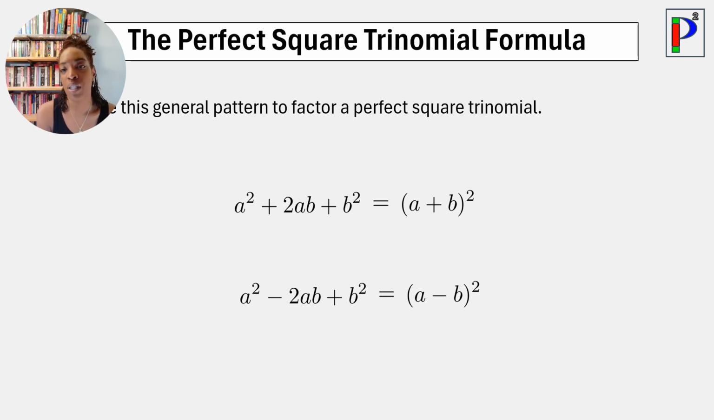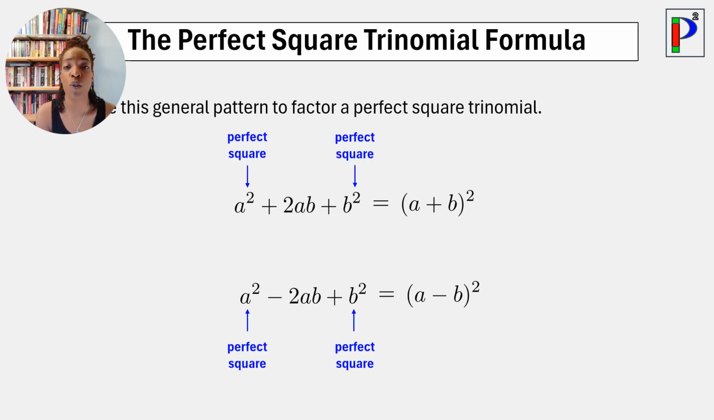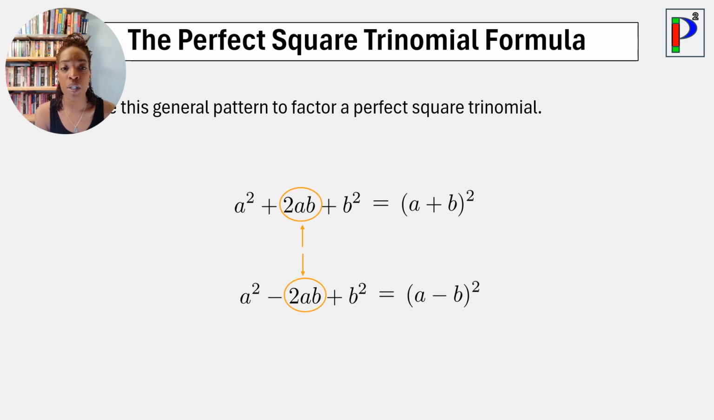Notice that for both factoring patterns, both my first and last terms are perfect squares, and my middle term is 2 times the unsquared first and last term. We'll use this to determine if a trinomial is able to be factored using this method, so we'll check this requirement at the beginning of each problem.